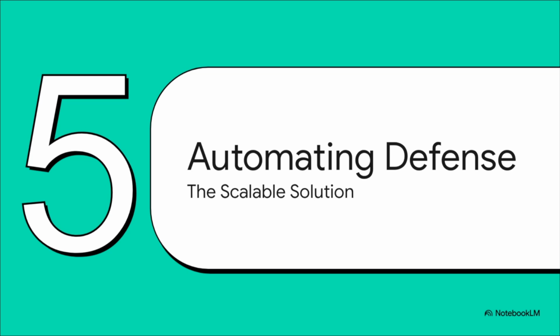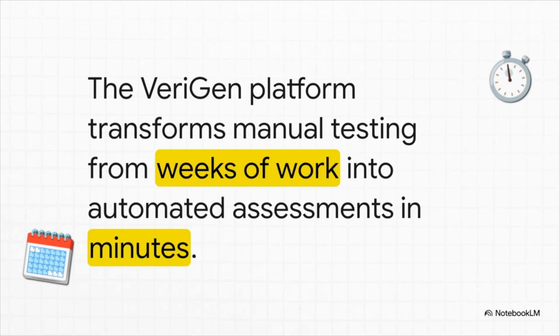We'll use the VeriGen platform as a great example of how teams are taking these defensive theories and making them a scalable, practical reality. And really, it all comes down to two things: speed and scale. Think about it. A task that would take a human red team weeks of painstaking work, coming up with tricky prompts, testing every possible weak spot, that can be done in an automated scan in just a few minutes. It's a total game changer.